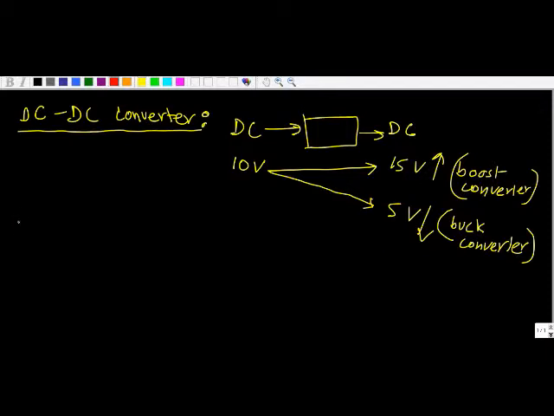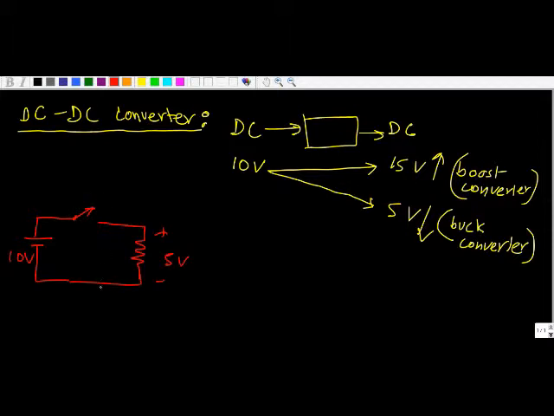Now, let's see how a basic step-down chopper operates. For that, let us assume we have an input voltage of 10 volt and we have a switch. We don't know what switch it is, just for the time being assume there is a switch operating and there is a resistive load here. I want to get 5-volt voltage here. Will this circuit work? Let's find out.